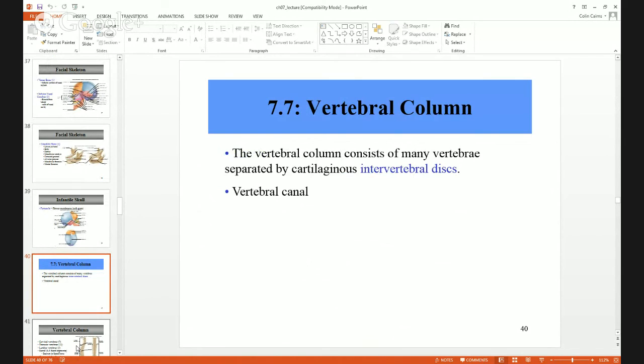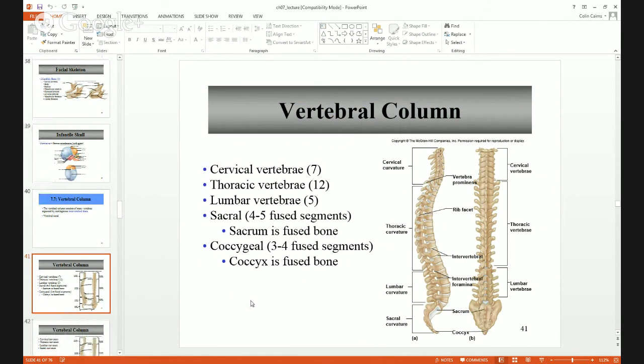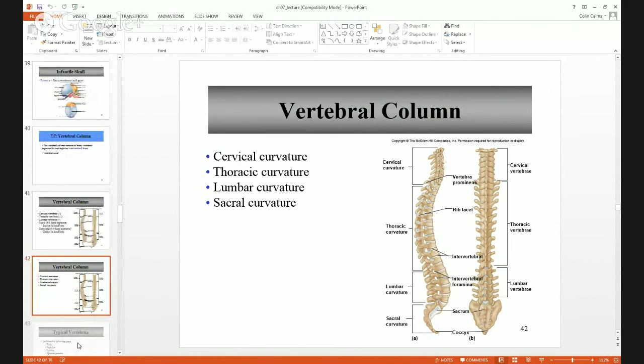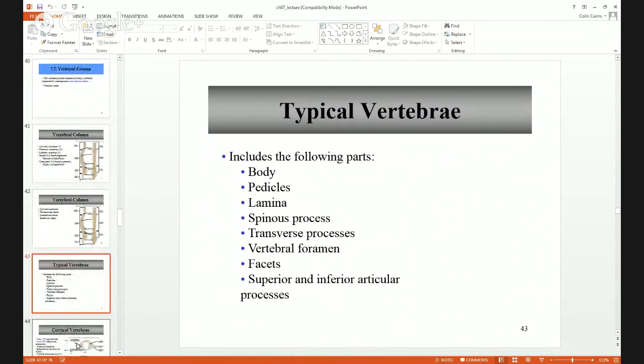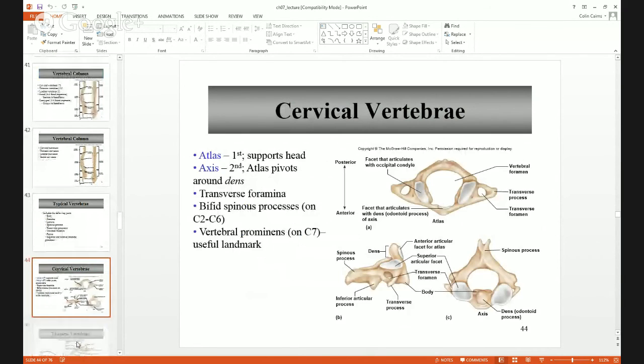There's a vertebral column coming out of the skull. It's separated by cartilaginous intervertebral discs. And you should know the number of vertebrae, starting from the cervical all the way to the coccygeal. And the curvatures, the cervical, the thoracic, the lumbar, and the sacral. The typical vertebrae and the parts. Again, this is something that will be in your lab.